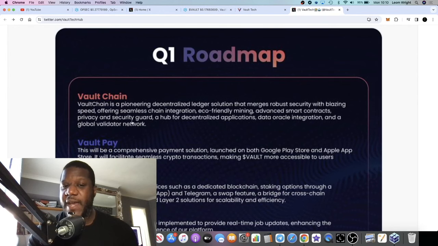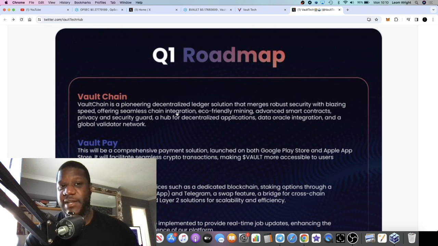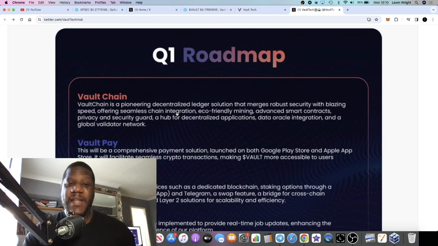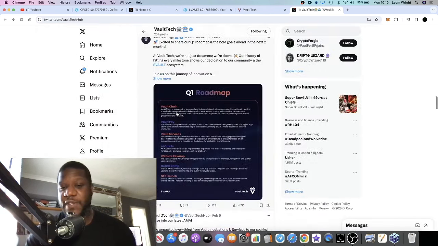But Vault Chain is a pioneering decentralized ledger solution that merges robust security with blazing speed, offering seamless chain integration, eco-friendly mining, advanced smart contracts, privacy, security guard, a hub for decentralized applications, data oracle integration, and a global validator network. So not only does it have the services that it has already, this is going to be a private chain as well, or a privacy chain, should I say. And that to me is extremely bullish for this project.